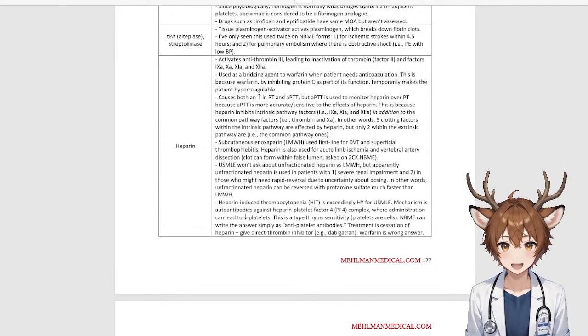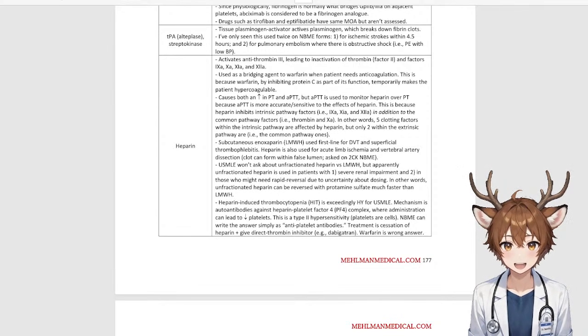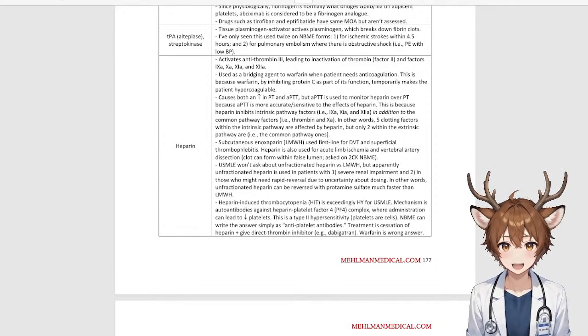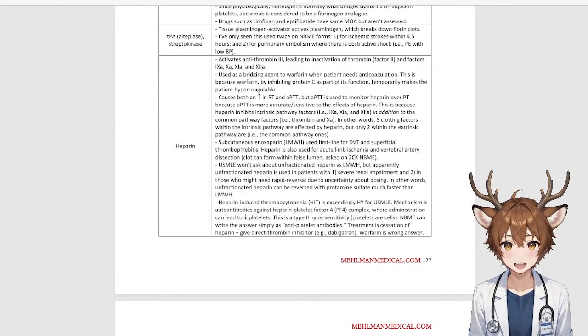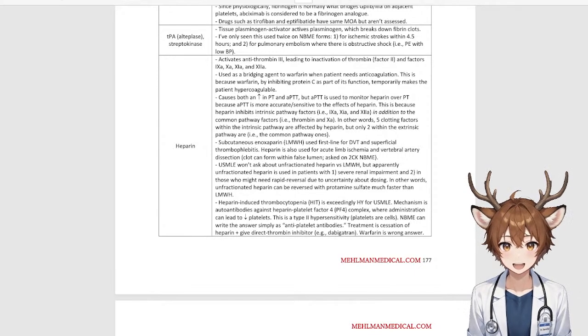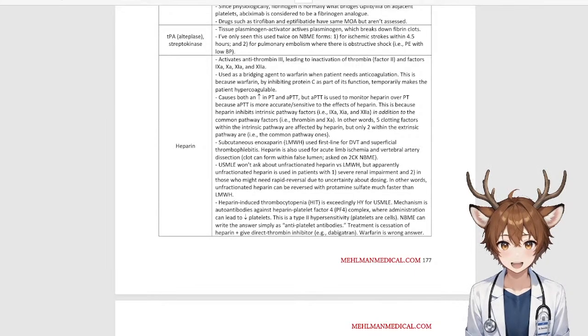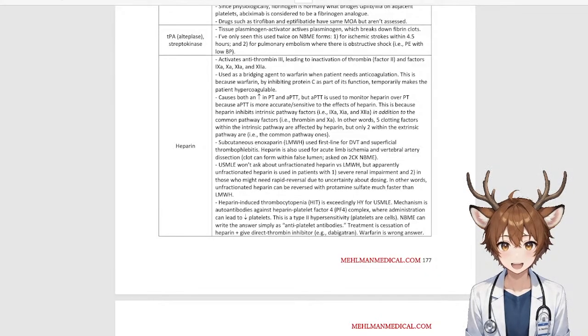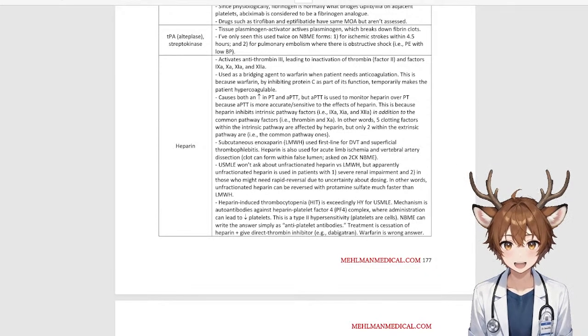But APTT is used to monitor heparin over PT because APTT is more sensitive to the effects of heparin. This is because heparin inhibits intrinsic pathway factors, i.e. 9A, 11A, and 12A, in addition to the common pathway factors, that is to say thrombin and 10A. In other words, 5 clotting factors within the intrinsic pathway are affected by heparin, but only 2 within the extrinsic pathway are, that is to say the common pathway ones.